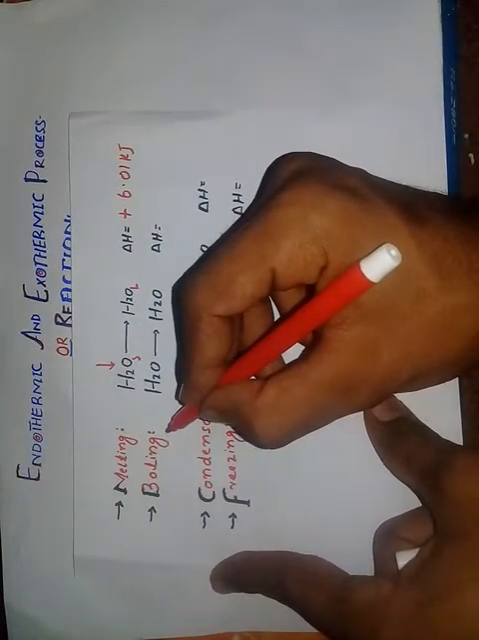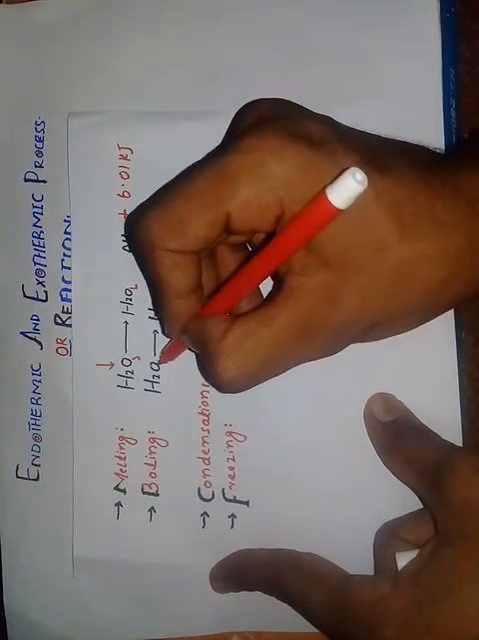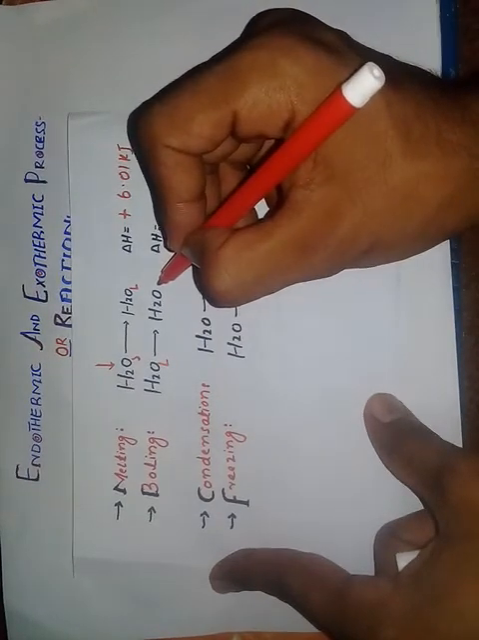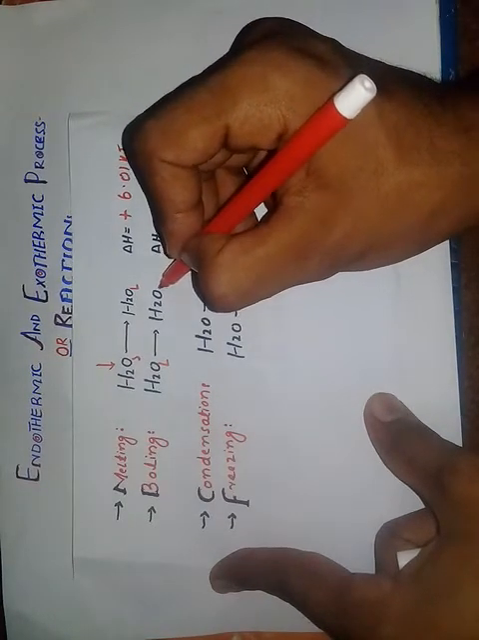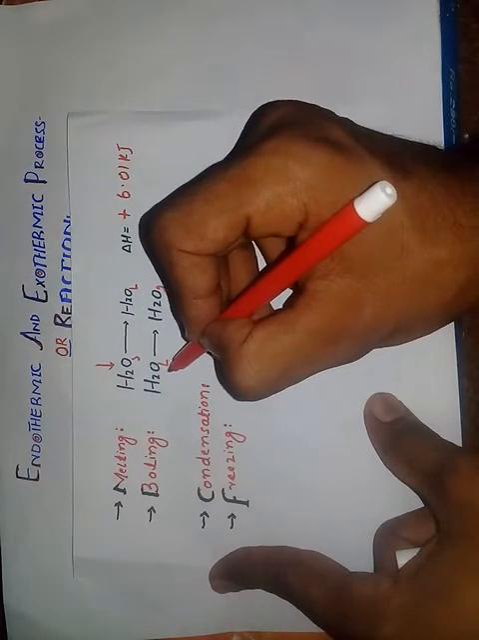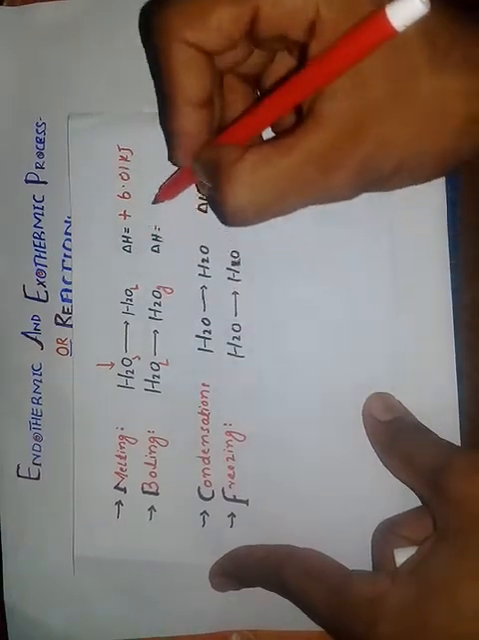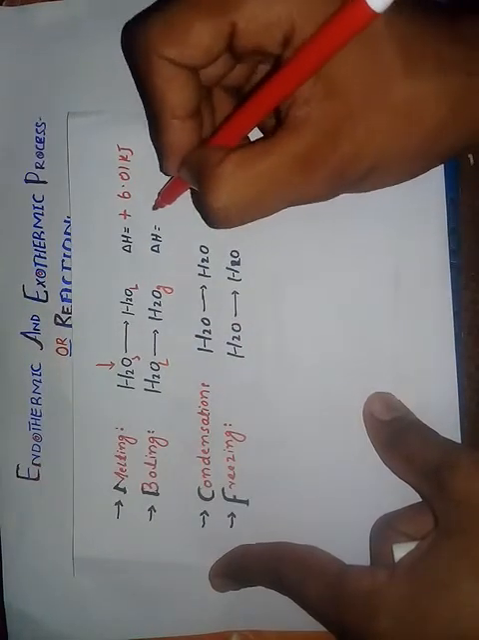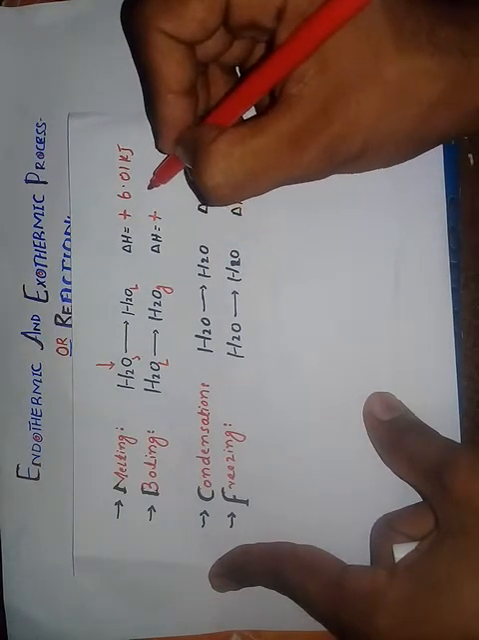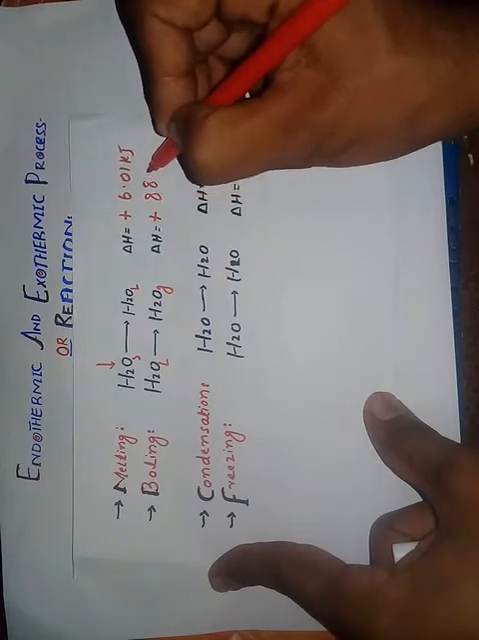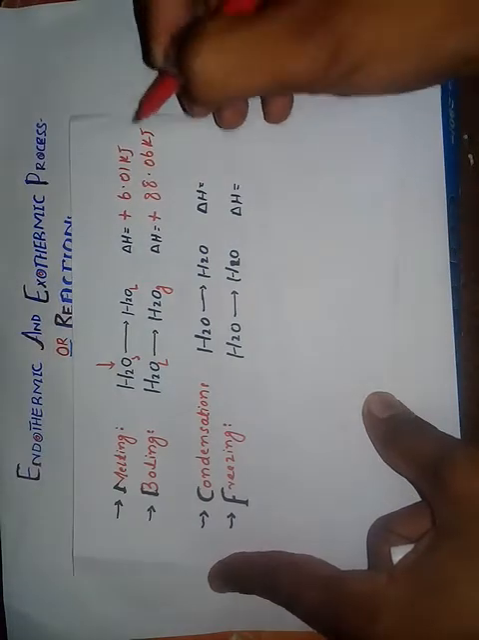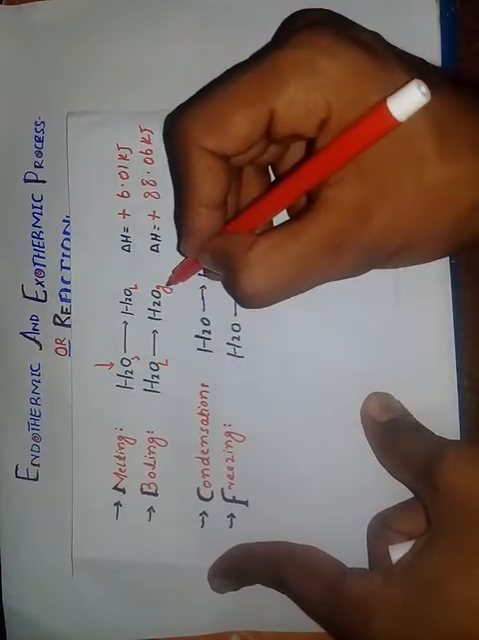Now boiling is also an example of endothermic. Let's suppose this is liquid, and when we give heat, this converts into gas or steam. Heat is required, so it is endothermic because we give the heat to this water. Now how much heat is required? Delta H is taken as positive because we give heat. 88.06 kilojoules of heat is required to convert liquid into gas.